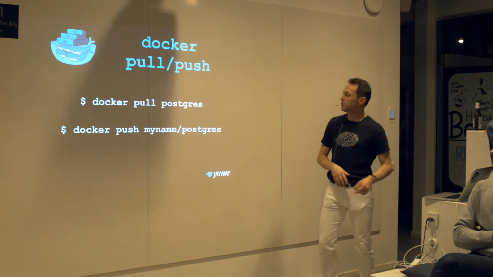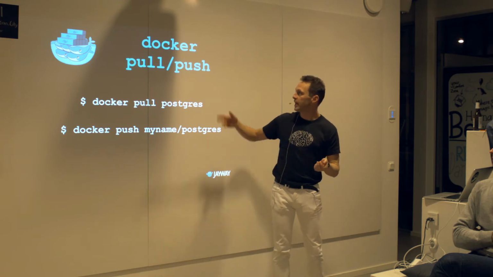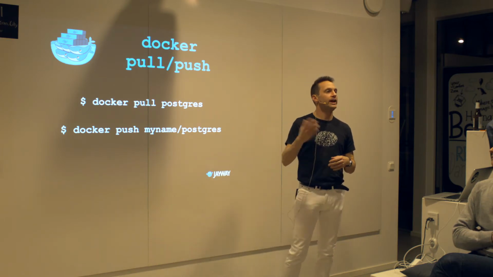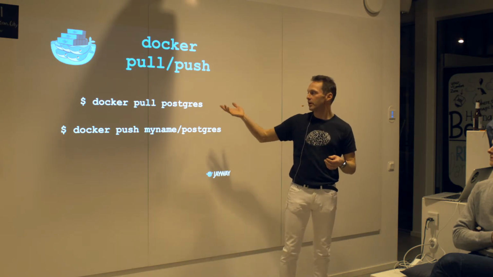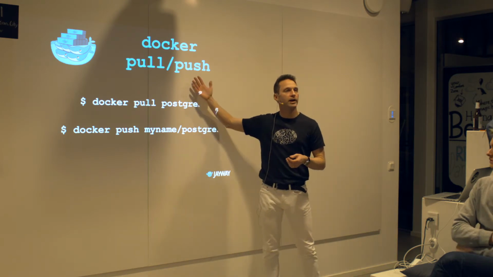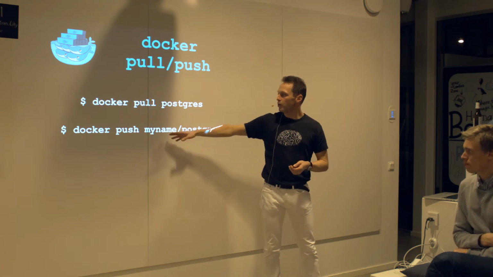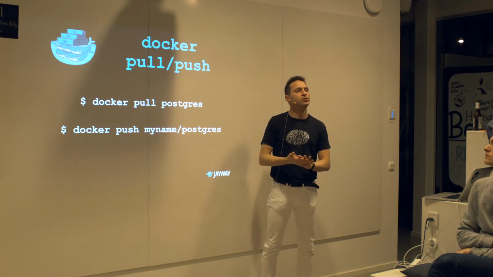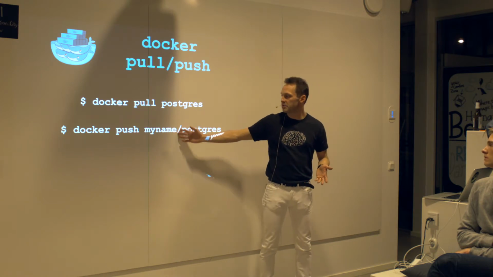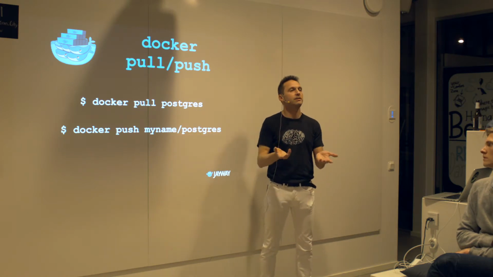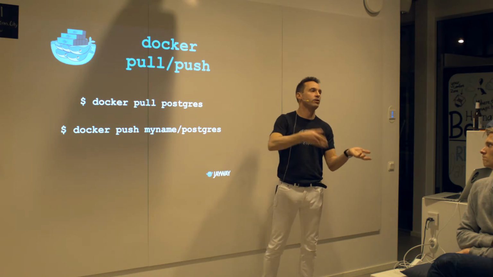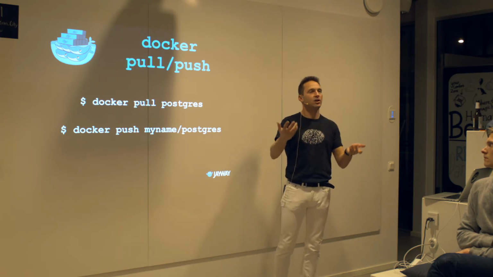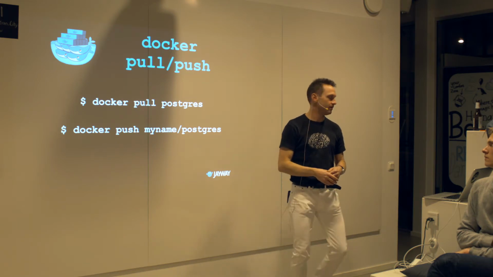If you don't want to use the automatic feature, you can use Docker pull and Docker push to get repositories or get images from Docker Hub, or to push it to Docker Hub. And if you push it to Docker Hub, you usually have to namespace it with your name. So it's similar to what you do on GitHub. You have all your repositories under your name or under an organization or whatever. Same model.